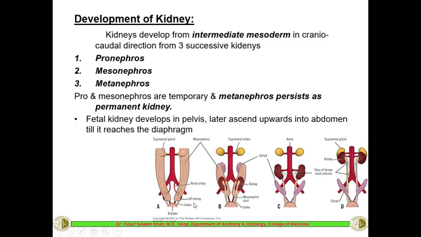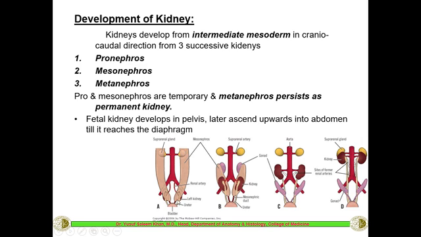Before, it will be in the pelvis called the pronephros, then it changes into mesonephros, and finally the fully mature kidney is developed from the metanephros. Pronephros and mesonephros are the temporary kidneys, and the metanephros persists as the permanent kidney. So if you can see here, this is the mesonephros which has already been formed.